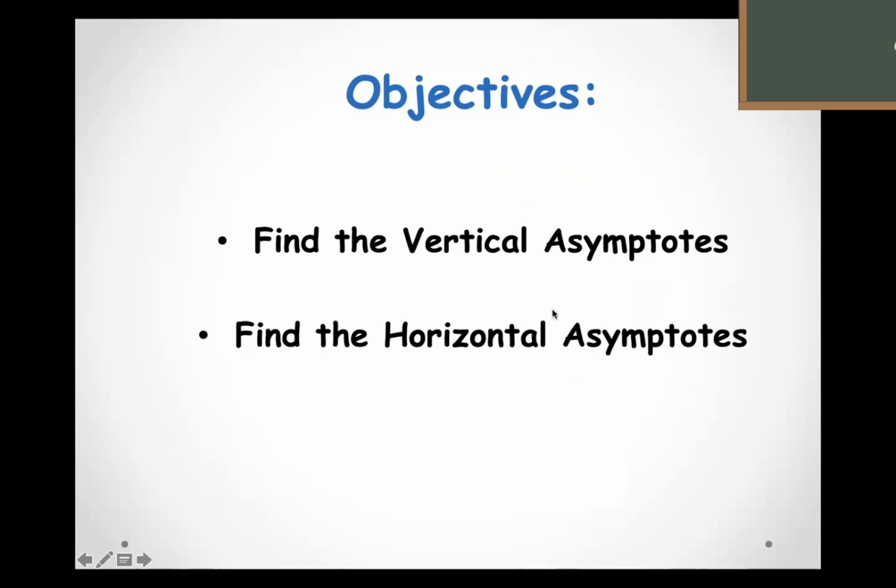Hello everyone! So we are now in the next discussion of our topic about function and relations. Find the horizontal asymptotes. Remember, this is part of finding the domain and range. This is the boundary.